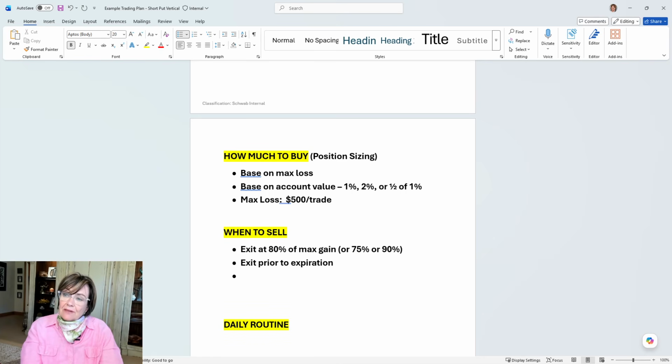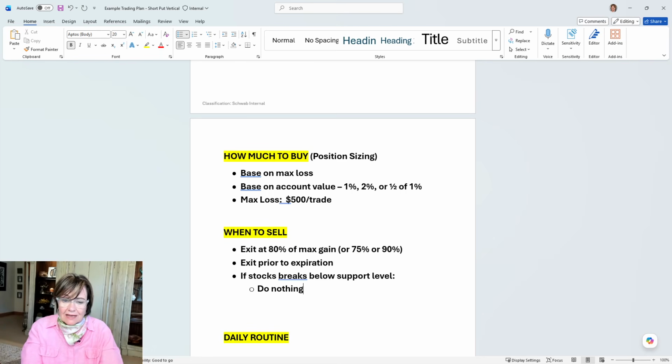Okay. And then if the stock breaks below that support level that we expected to hold, we might say, I'm going to do nothing. I position sized for max loss. If it comes back, I'm good. If not, I'm going to leave it alone. Some might exit half the position. If you did 10 contracts, you might say, I'm going to exit 5 and then keep an eye on it. Or some might say, hey, I'm going to exit the entire position.